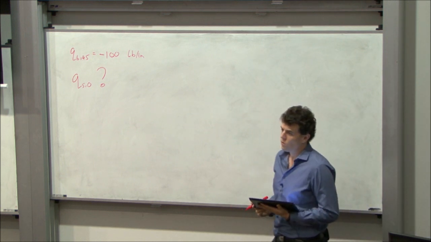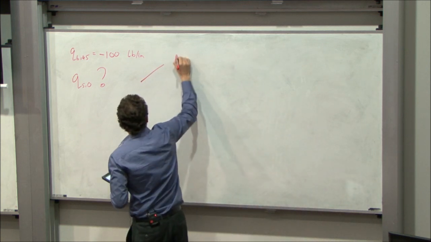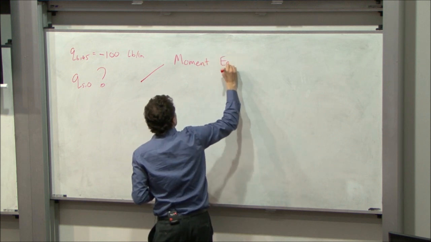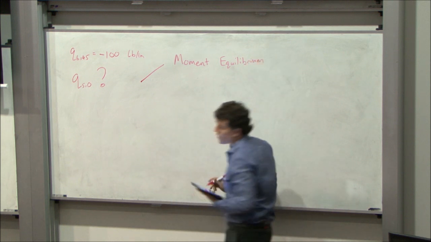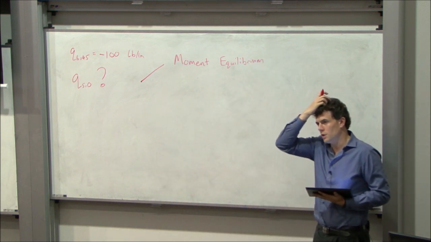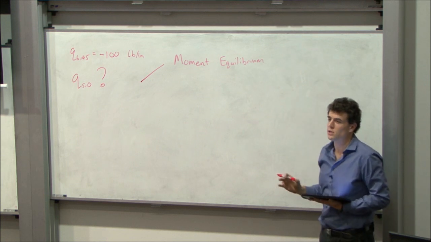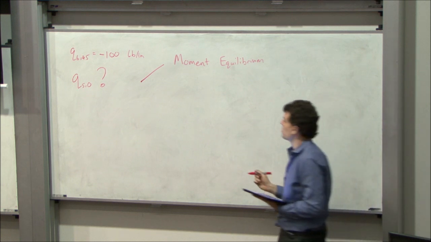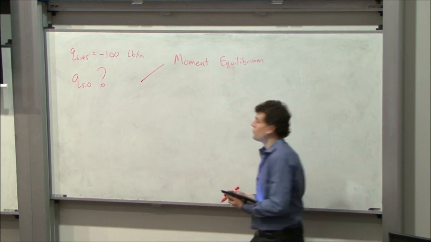So we can either solve for moment equilibrium. Can we apply moment equilibrium in this case? No, because we've got the force applied at the shear centre. We don't know where the shear centre is. We haven't done that calculation, so we can't use moment equilibrium. What's another way of getting QS0? Yeah.